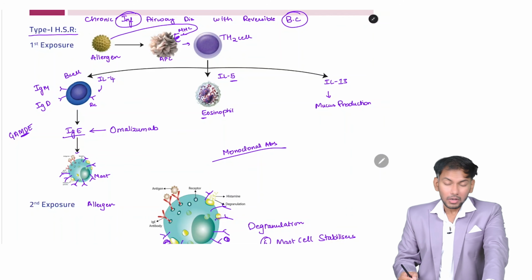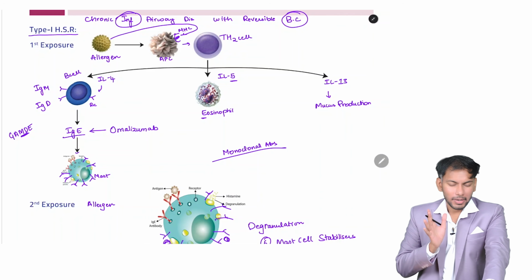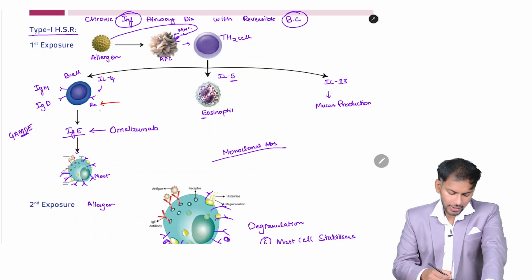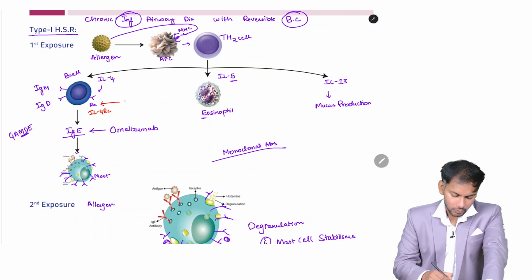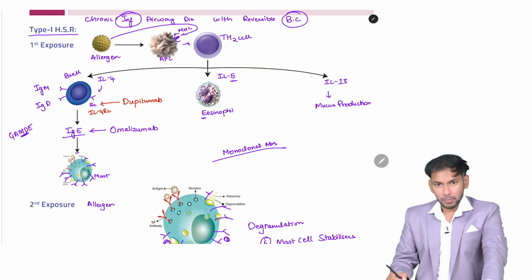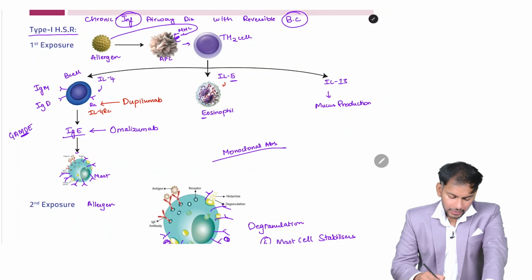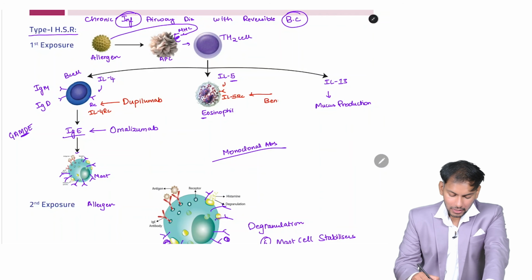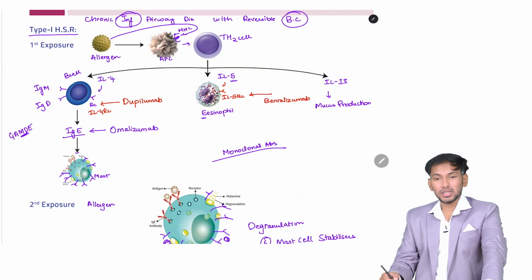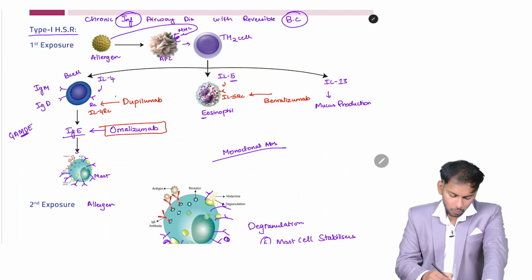Now, IL-4 is binding to the IL-4 receptor, so you can give an antibody against the IL-4 receptor. This is what is known as dupilumab. Now, IL-5 is again acting on the IL-5 receptor on the eosinophil. You can also block this IL-5 receptor by giving benralizumab. Did you understand? So these are all the important monoclonal antibodies: omalizumab, dupilumab and benralizumab.